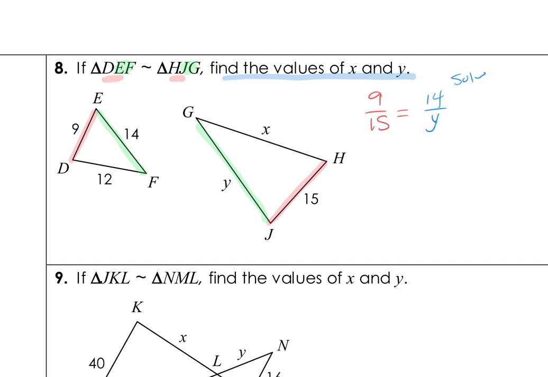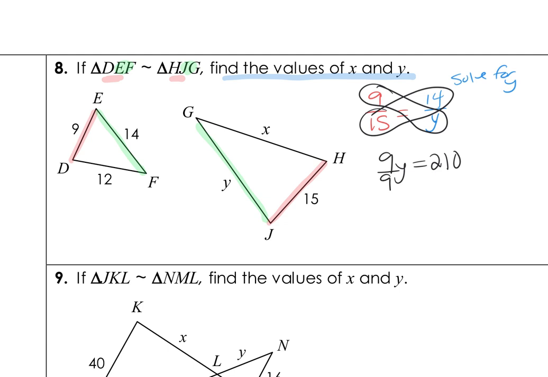Let's go ahead and solve that for y. Cross multiplication, we've seen this many times. 9 times y is 9y. And then I'm going to do my 15 times 14, which gives me 210. Divide by 9, we get y equals 23.3. And you can write that in on the figure if you'd like. Okay, that's wonderful, but now I've got to get x.